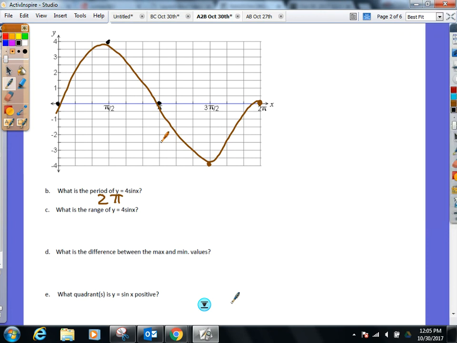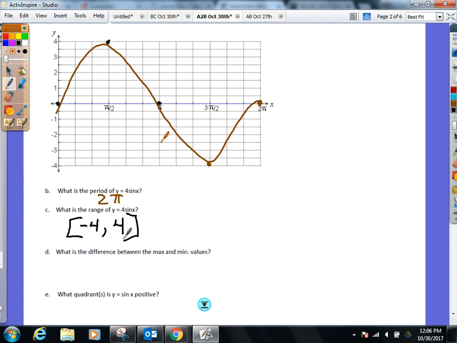Okay, range is y values. What are the y values range from? From what to what? 4 to negative 4, right? Now, I'm going to have you write it appropriately. I think the best way to do it is interval notation. Does it include 4? Does it include negative 4? Okay, so do you remember brackets or parentheses? Brackets. So bracket negative 4, comma, positive 4, bracket.